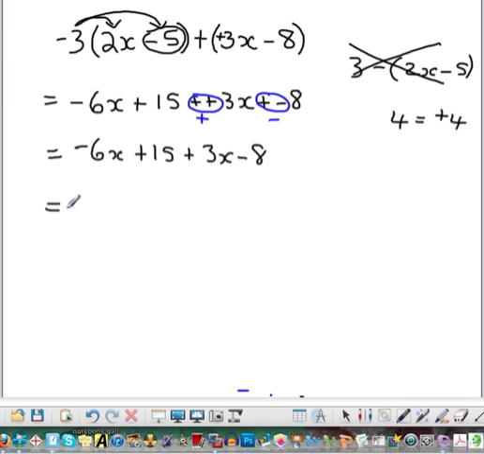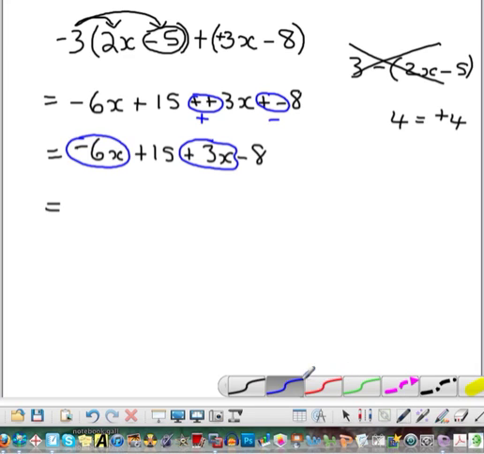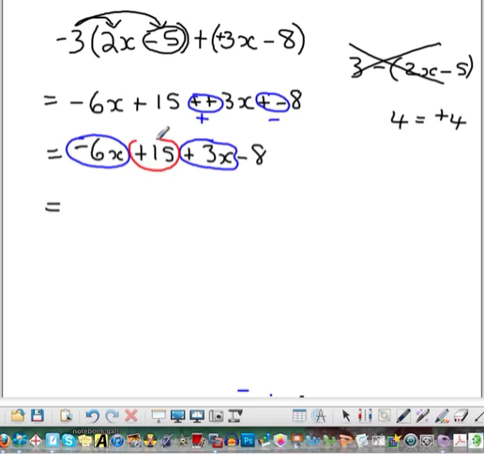Now I look at this and I think, can I simplify this anymore? And this is where it becomes interesting. You have to be able to make that decision. Can I go any further? And in this case I can. I am allowed to add like terms. I have -6x and +3x. If you'll notice, the positive sign goes with the 3x. The negative sign goes with the 6x. What else do I have here? I have +15, which is a constant, and I have -8. So I will put those together in just a minute.